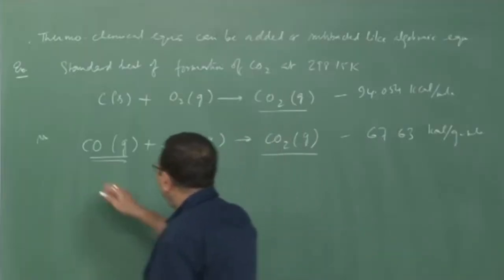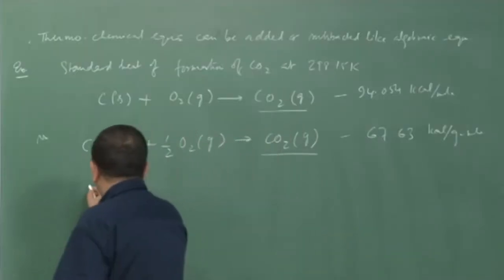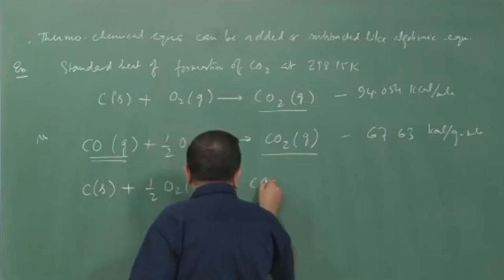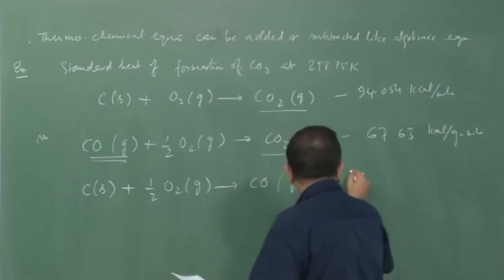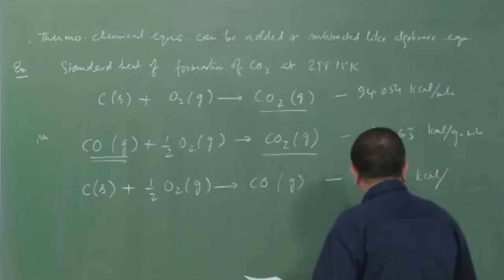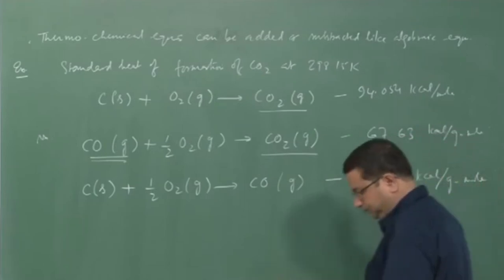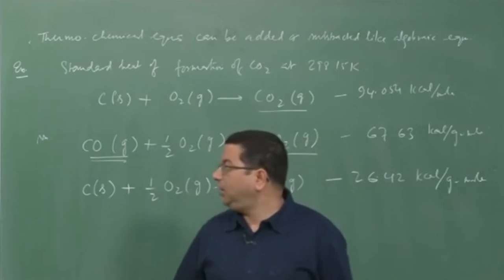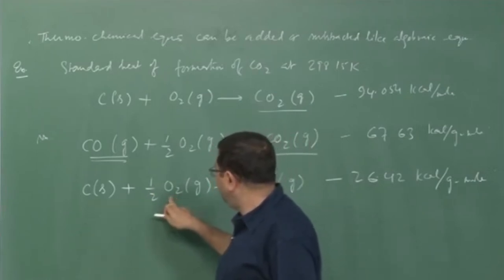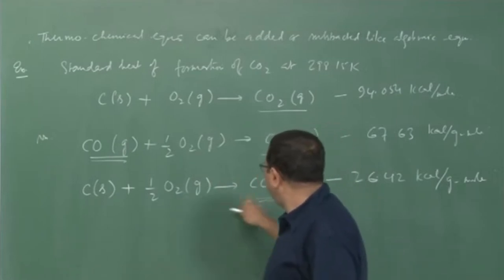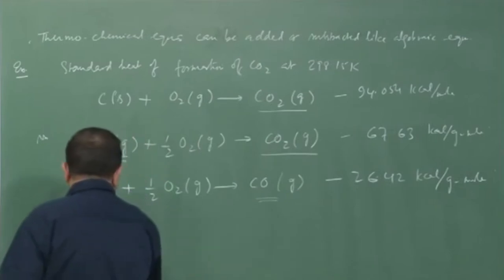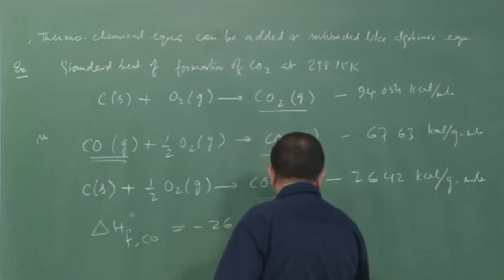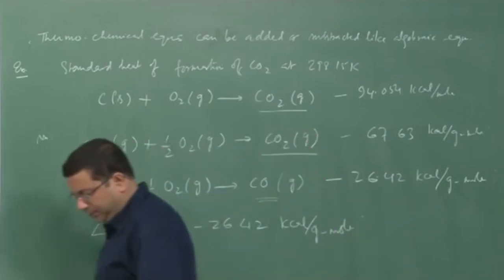Let us consider the formation reaction for carbon monoxide. If carbon monoxide is formed from elementary carbon and oxygen through a reaction like this, then the heat evolved for this process is 26.42 kilocalorie per gram mole. If I look at this reaction, this is the formation reaction for carbon monoxide, because carbon as solid is an element and oxygen in its molecular form is also an element. So, therefore, this is a formation reaction for carbon monoxide. So, the standard heat of formation for carbon monoxide is 26.42 kilocalorie per gram mole.